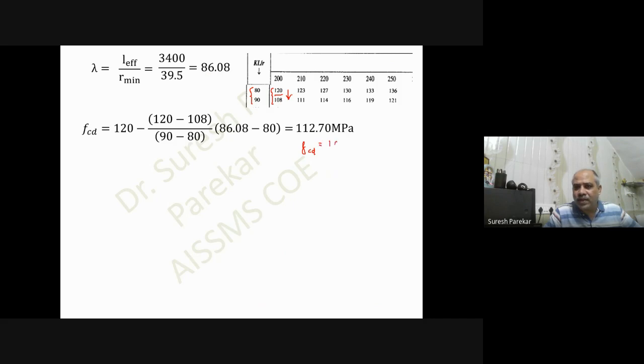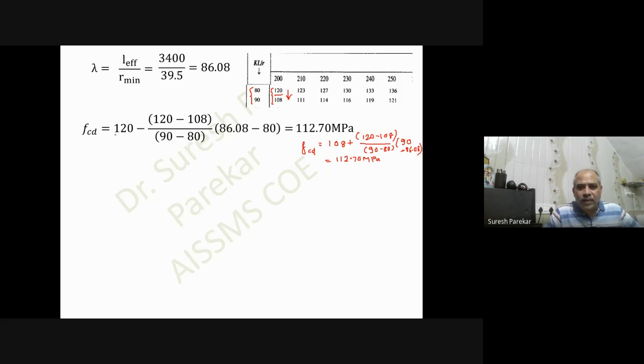fcd is equal to 108 plus 120 minus 108, then divided by the denominator, which is the same, and the change we have over here. Now here we have 90 minus 86.08, and then again you will get the same value. You can calculate it and check it, and that is 112.70 MPa. So if I go up, then I have to add because it is increasing, and going down we have to subtract it.